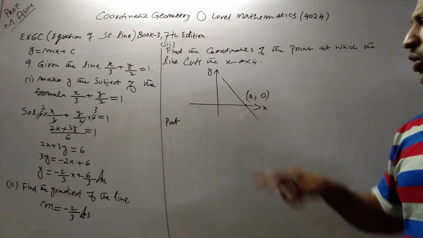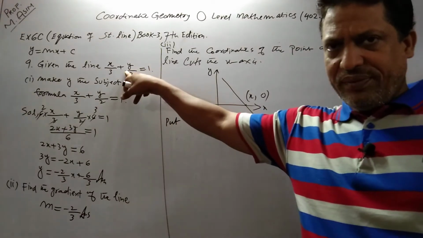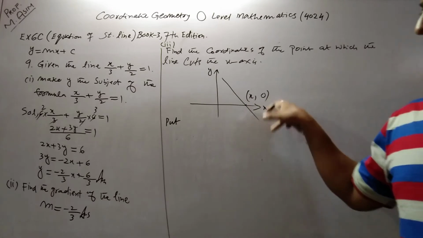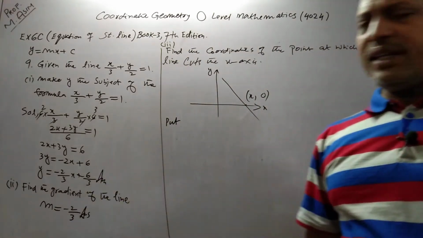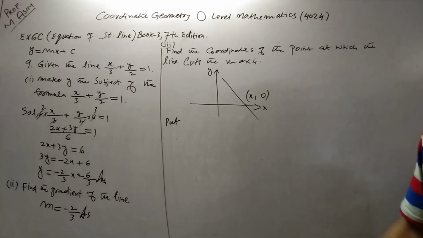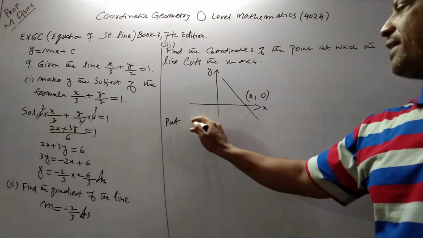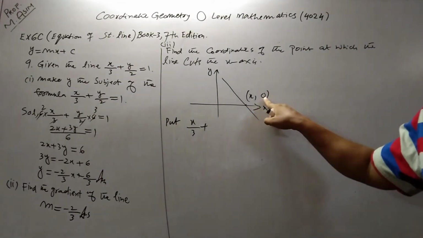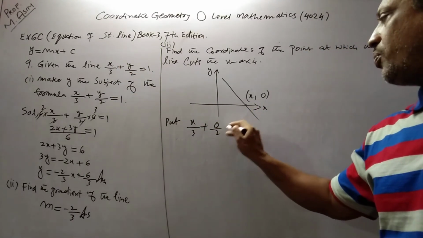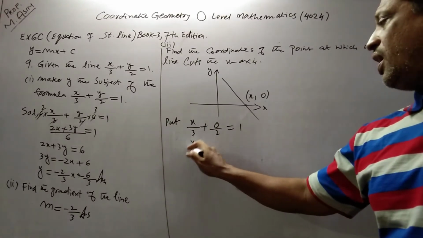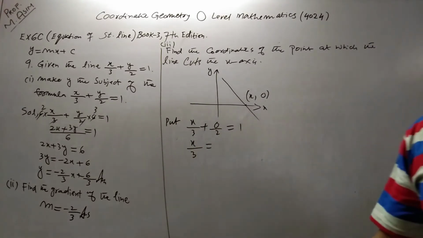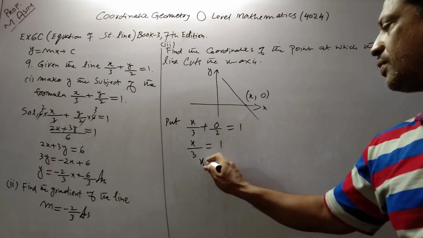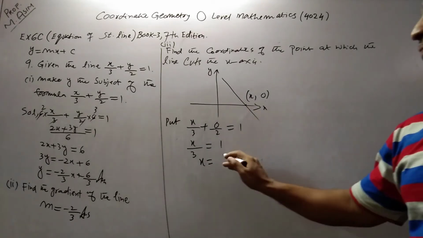Now you have two choices. Put y = 0 in this equation to get the value of x, or put y = 0 in the other equation to get the value of x. You have a choice. So you can directly put it in this equation, x upon 3 plus y upon 2 equals 1. What is the value of y in this condition? 0. 0 upon 2 is 0, so x upon 3 is equal to 1. This 3 is divided, so it should multiply by 1, 3 ones are 3.